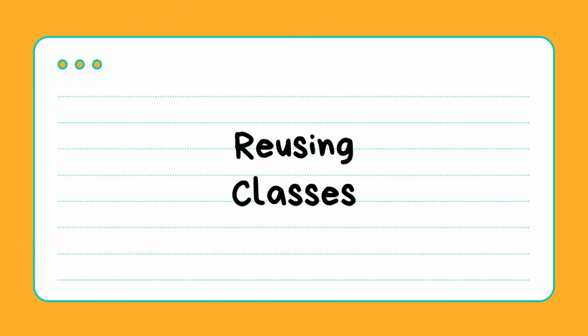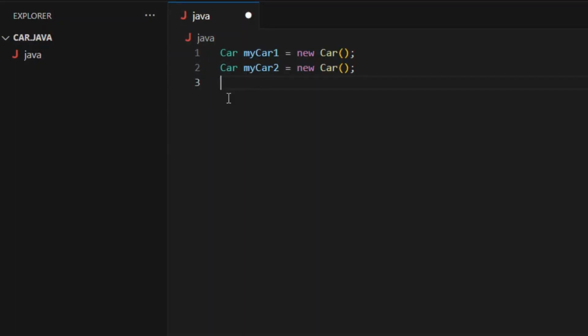Reusing classes. One of the most powerful things about OOP is reusability. We can create multiple objects from the same class. Car myCar1 equals new Car, Car myCar2 equals new Car. If we print the make and model of both cars, they'll both show as Chevrolet Corvette because that's what we defined in our blueprint. But here's the catch, right now, every car object we create is identical. That's not very practical if we want to represent different cars in real life.